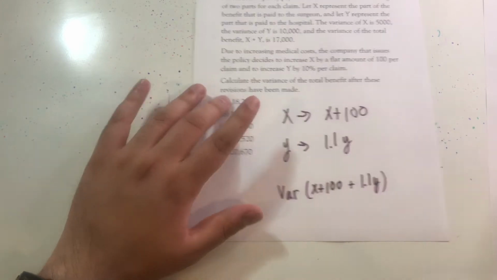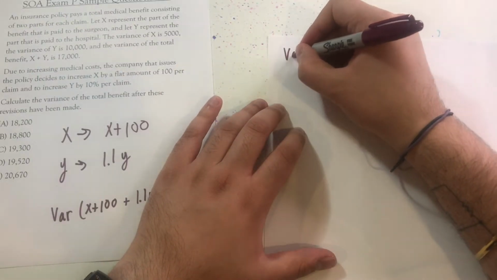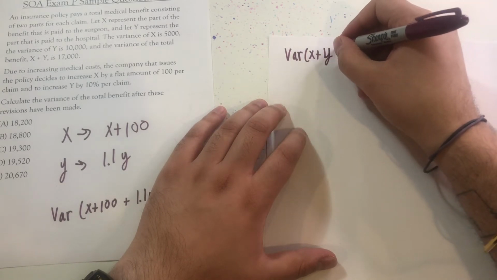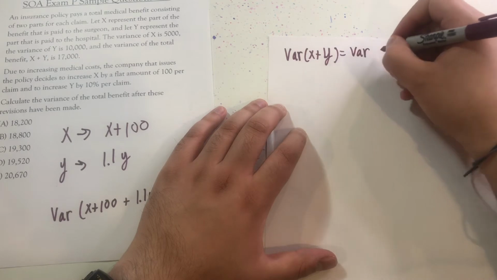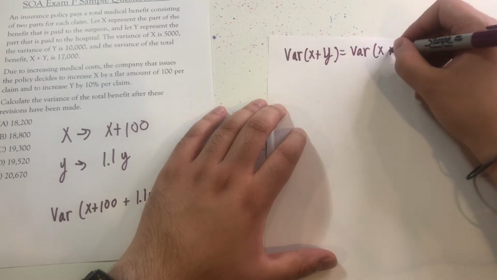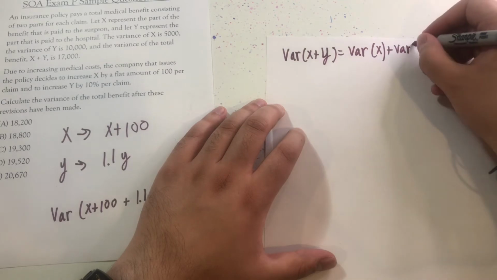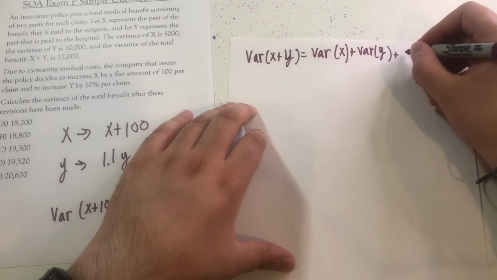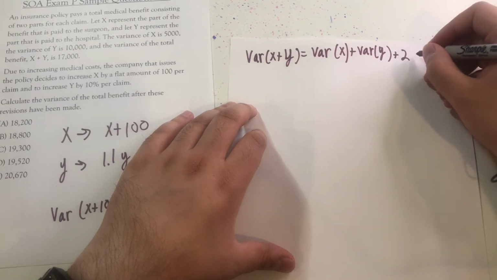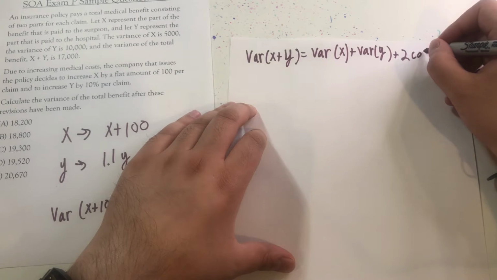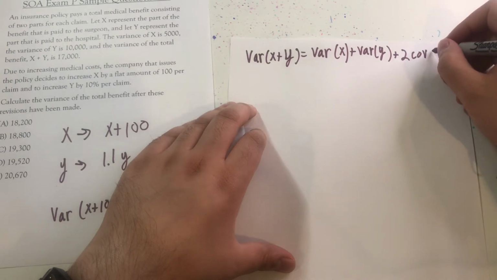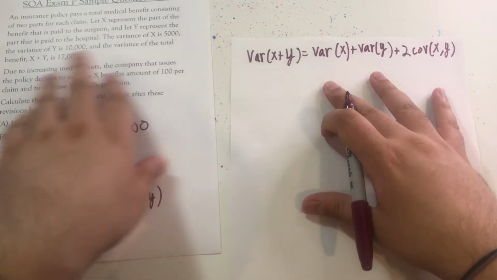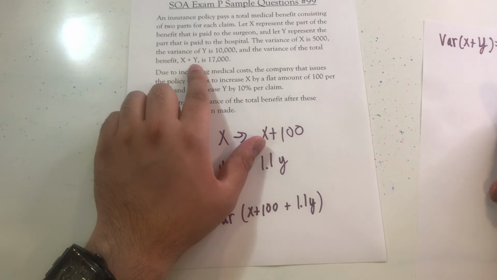So it seems like we're going to need a couple of facts going into this. The first one being the variance of X plus Y is equal to the variance of X plus the variance of Y plus 2 times the covariance of X, Y. Right? That'll be important in a second. We're going to use it in conjunction with this piece of information.